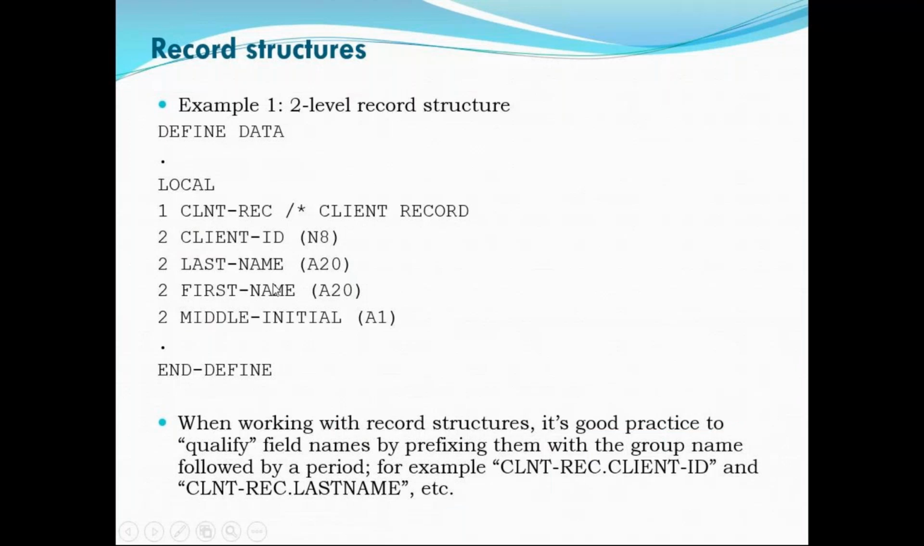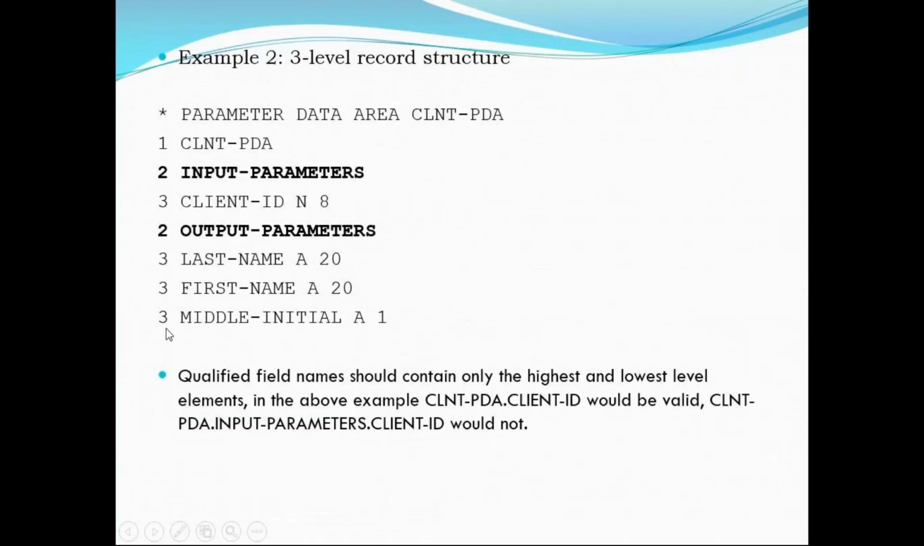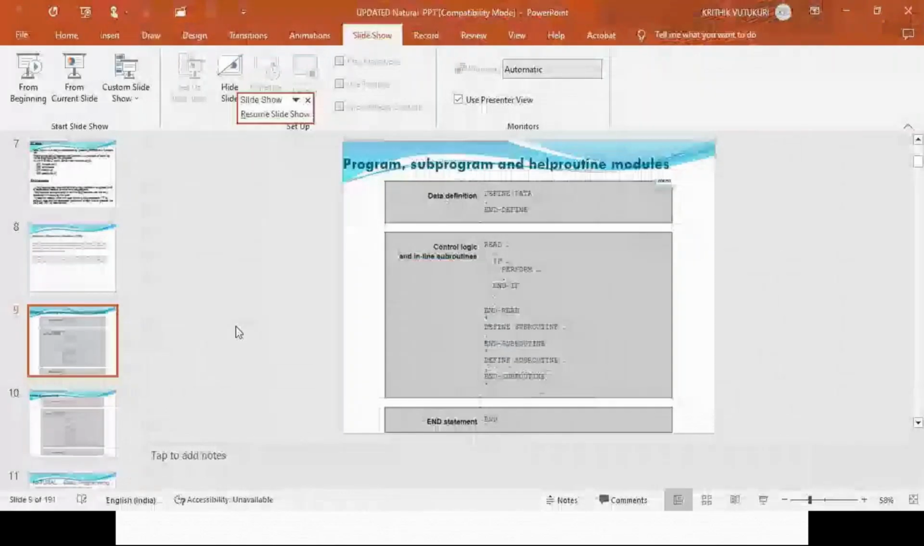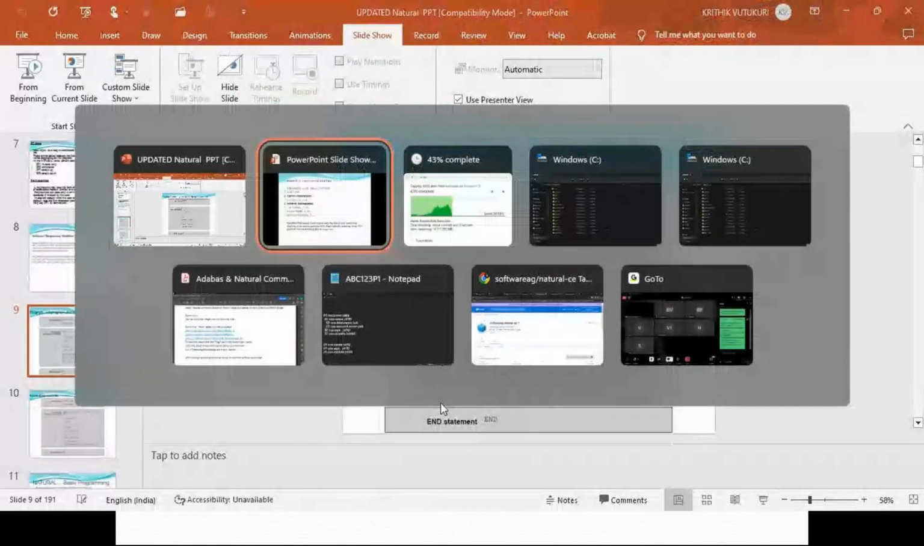So this is a record structure. As I said, this is how you need to differentiate between the parent record and child record. When it comes to the program, you want to know which record you are going to read.